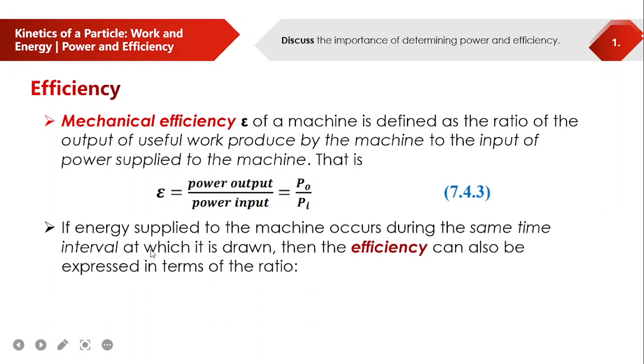Now, if energy naman yung sinupply natin sa machine, and it occurs during the same time interval at which it is drawn, then the efficiency can also be expressed in terms of the ratio, ganito. So, energy output over energy input. So, pwede siyang power or pwede din siyang energy. Okay? So, output over input na lang siya. So, medyo basic lang yung efficiency, di ba?